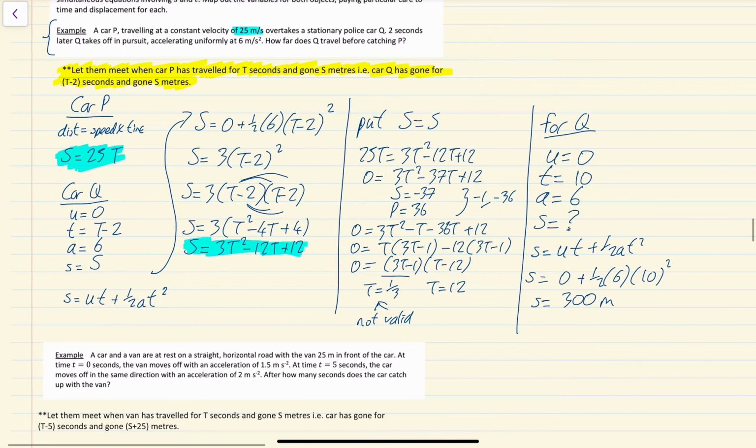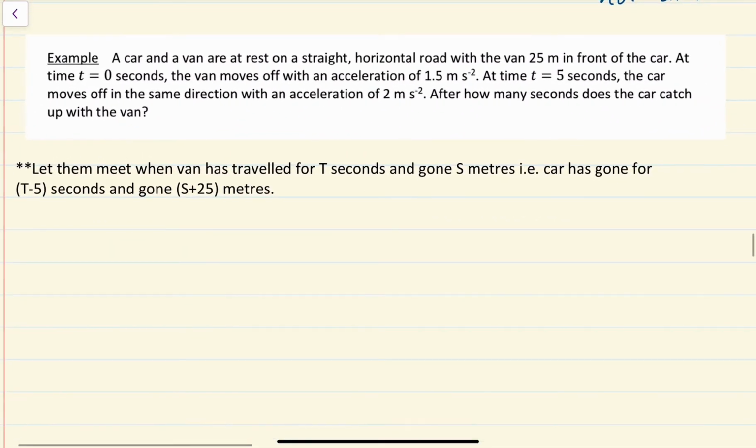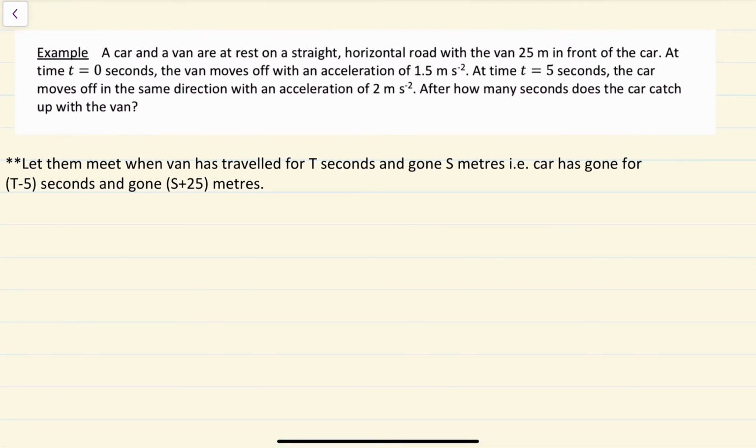Okay, the next example says, a car and a van are at rest on a straight horizontal road with the van 25 meters in front of the car. At time t equals 0, so that's at the start, the van moves off with an acceleration of 1.5 meters per second squared. At t equals 5, so 5 seconds later, a car moves off in the same direction with an acceleration of 2. After how many seconds does the car catch up with the van?